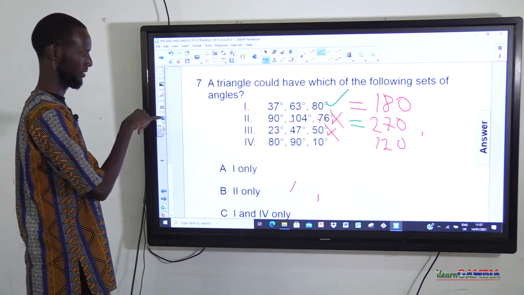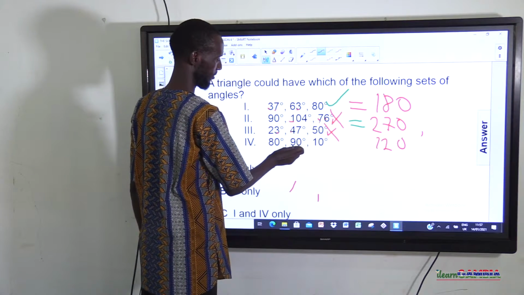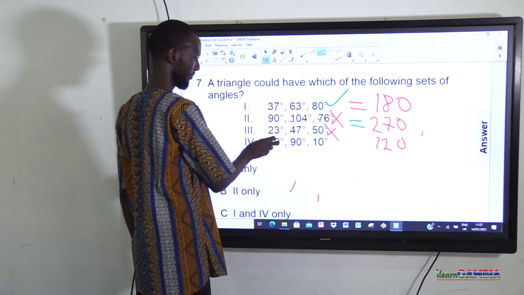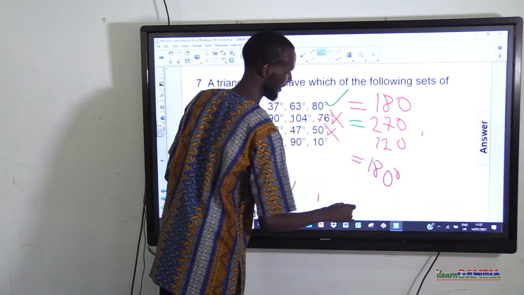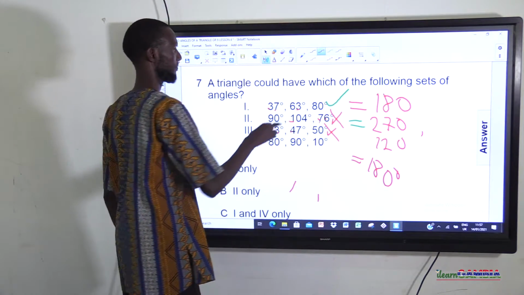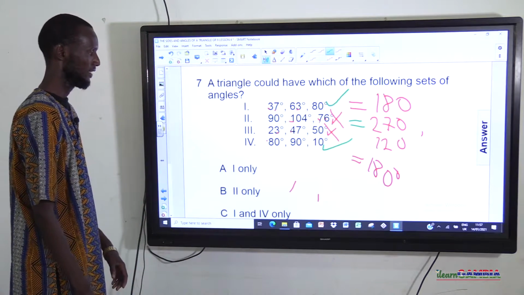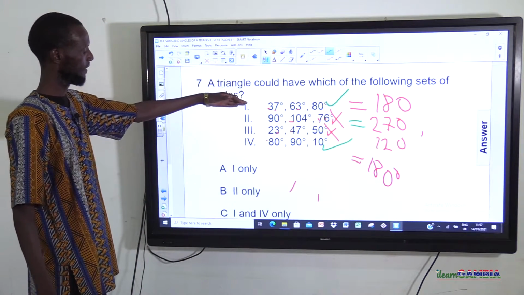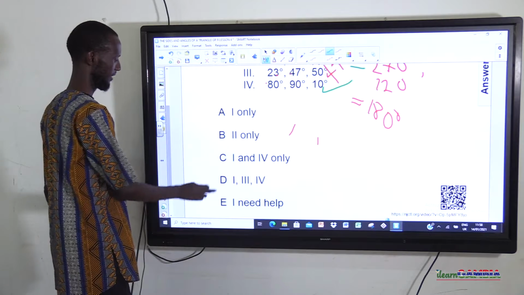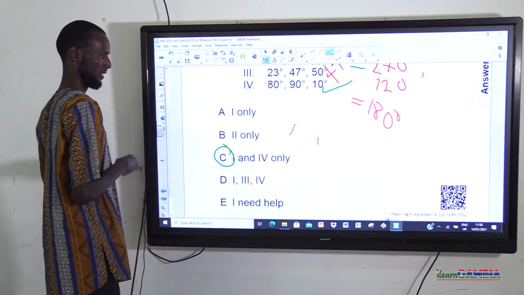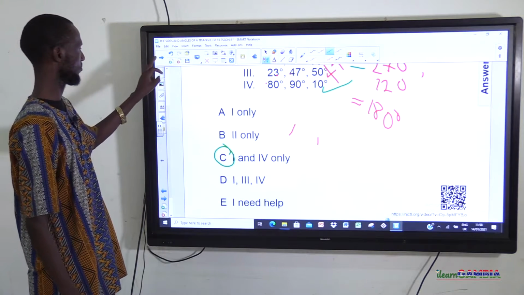That leaves us with 80, 90, and 10 degrees. If you add this up easily, 10 plus 90 we know is 100. 100 plus 80 is 180. And that is what we are looking for, 180 degrees. So we can give this also a green tick. All right? So it was only 1 and 4 that give you triangles, and we can circle that here, 1 and 4 only. Those are the only ones that can give you triangles because they sum up to 180. The rest don't.